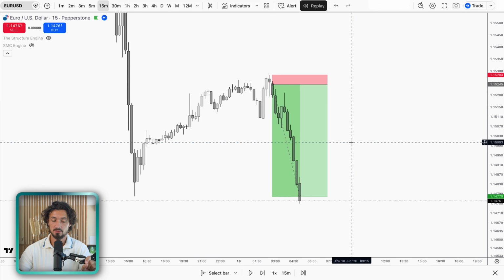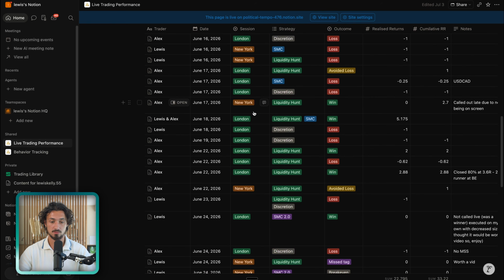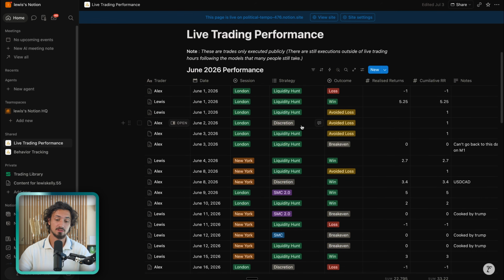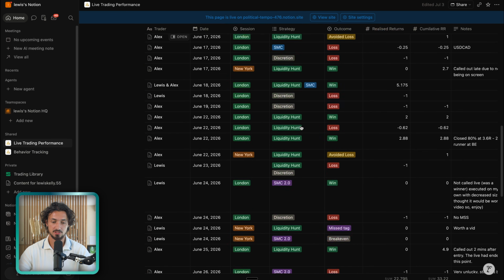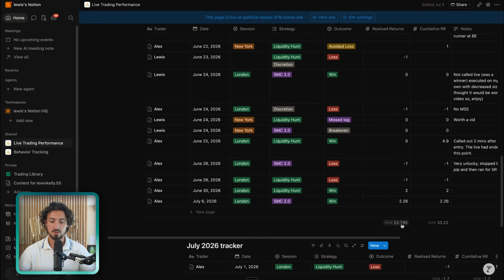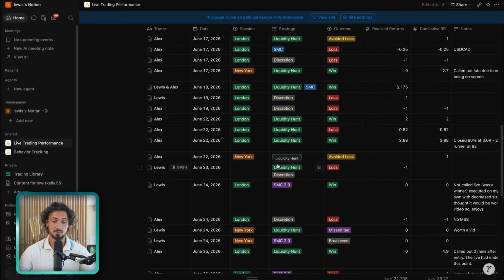So what you're seeing on screen right now is a trade that I executed with my members. And to prove that, this is our live trading performance. Every single trade that ever gets executed in our live trading floor gets documented in here. And you can see for the month of June, when this trade was executed, we returned 22.795 risk to reward. So it was a great month. And this is the specific trade that I'm going to share with you today.